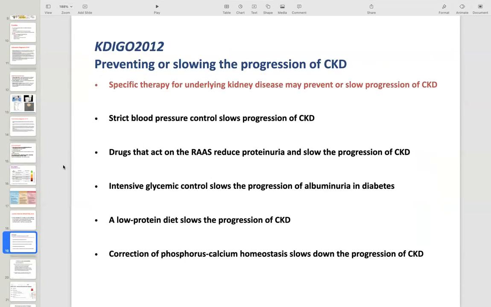Preventing or slowing the progression of CKD. There are several measures for slowing the progression of CKD. First, specific therapy for the underlying kidney disease may prevent or slow progression of CKD. Strict blood pressure control slows progression of CKD. Drugs that act on the renin-angiotensin-aldosterone system reduce proteinuria and slow the progression also. Intensive glycemic control slows the progression of albuminuria in diabetes. A low-protein diet slows the progression of CKD. And correction of phosphorus-calcium homeostasis slows down the progression of CKD.